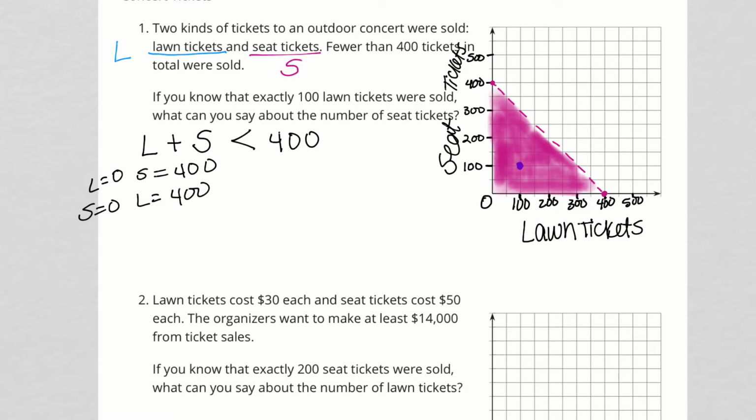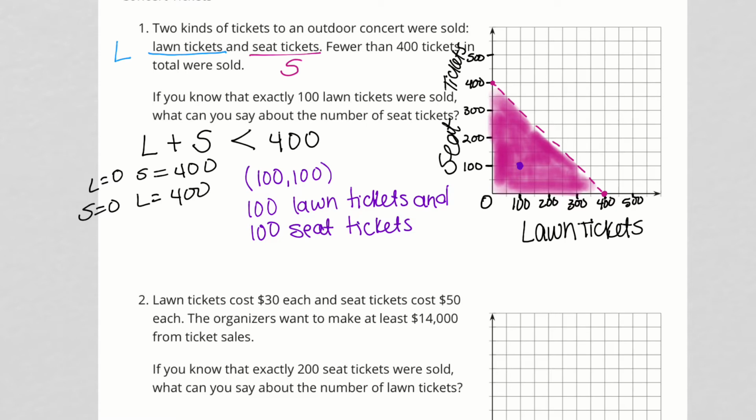Do you see where that point is? It could be anywhere as long as it's not on the line. If it's on the line, then it's going to be equal to 400, and we need it to be less than. Okay? So, our point, 100, 100. So, 100 lawn tickets and 100 seat tickets were sold.